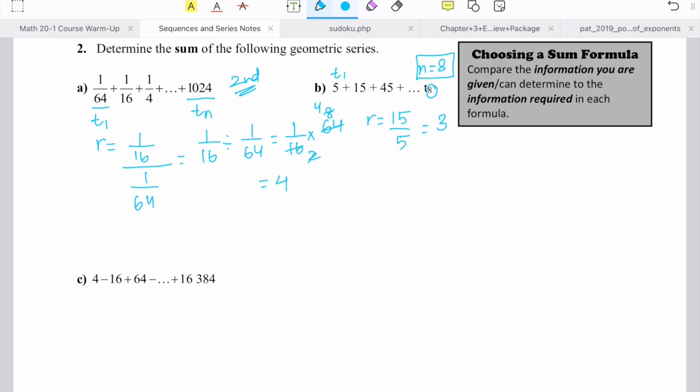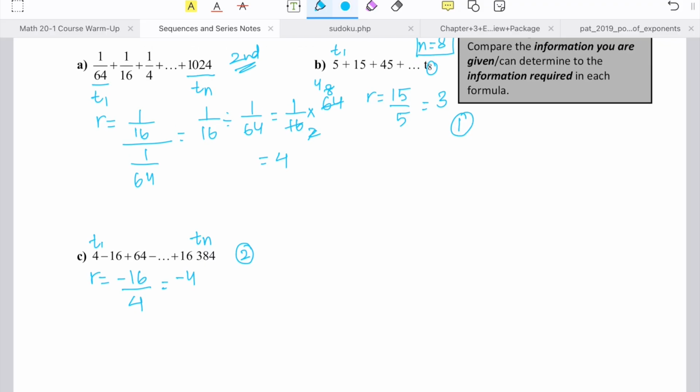Okay, next question. T1 is given to us. Tn is given to us. Ratio would be -4, because -16 divided by 4 is -4. And then which formula would you prefer? The second one, because the second one has Tn. And in part B, which formula would you prefer? The first one, because Tn isn't given to us.